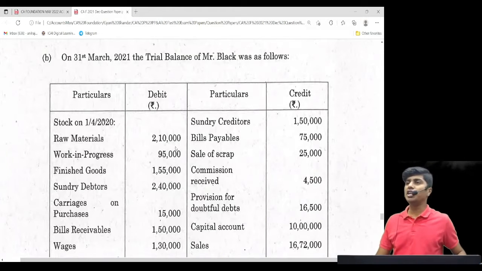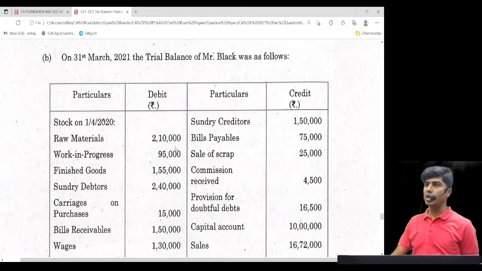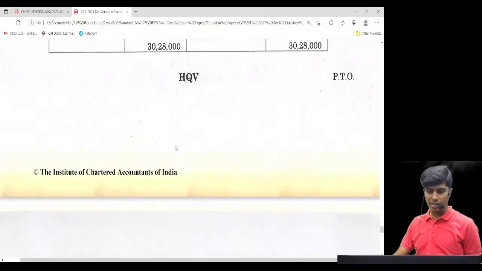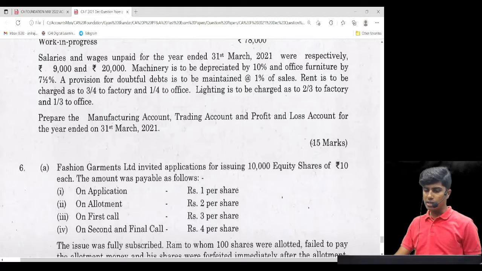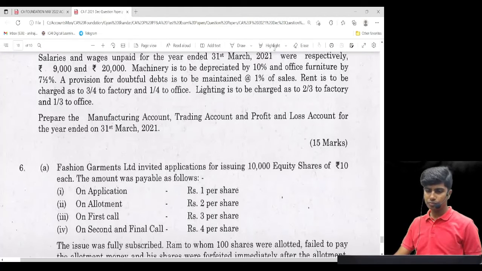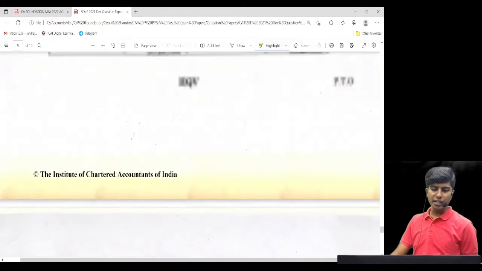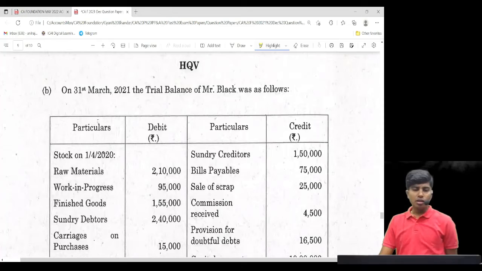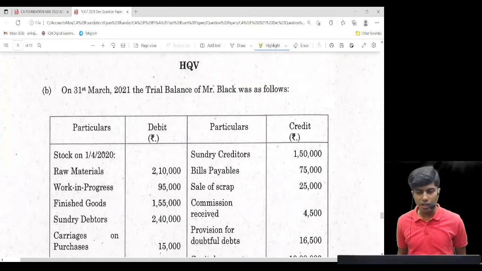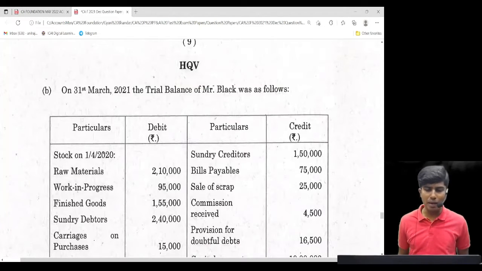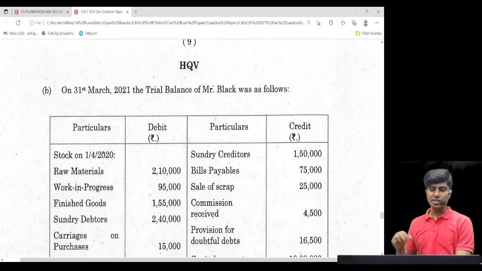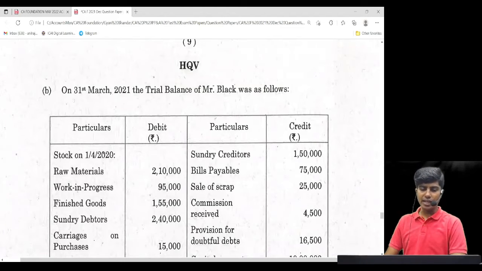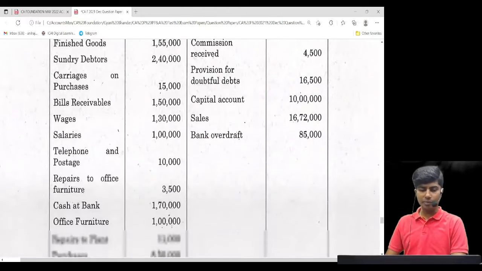This is a 15 marker question from the December 2021 examinations conducted by ICAI. It is part of our SS module also. Start reading the question. On 31st of March 2021, the trial balance of Mr. Black is given to us, and it is as follows. They have given the debit side and the credit side for each item.